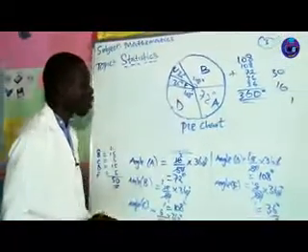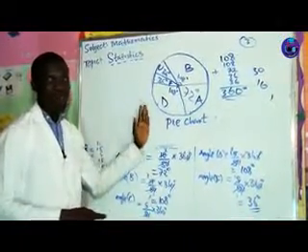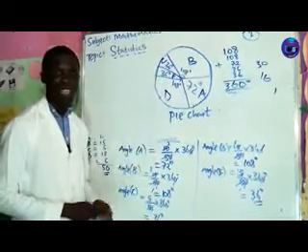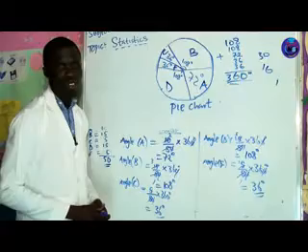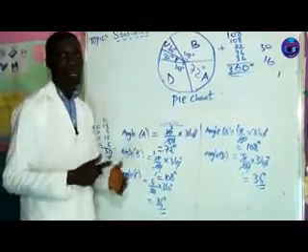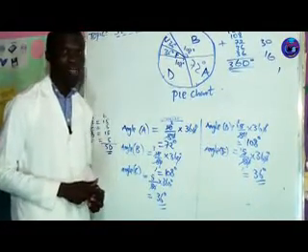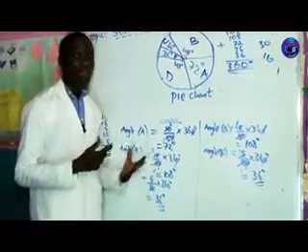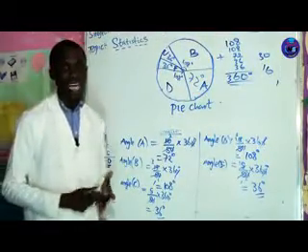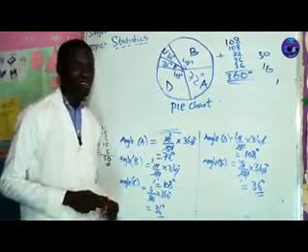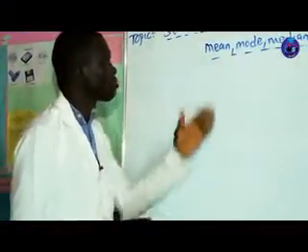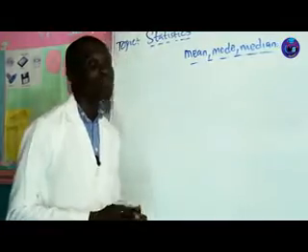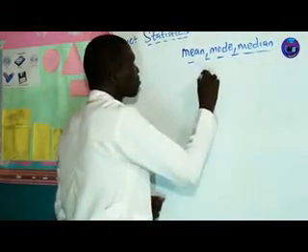Okay, so this is what we call a pie chart, and you can apply this same method in constructing or illustrating your information on a pie chart. Now let's go to the last part of this class, which is finding mean, mode, and median. It's going to be interesting. Okay, now we want to look at mean, mode, and median. Now let's start with mean.